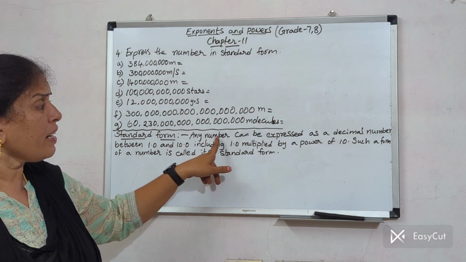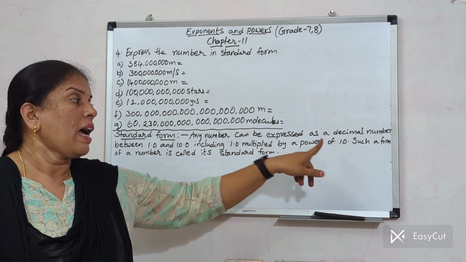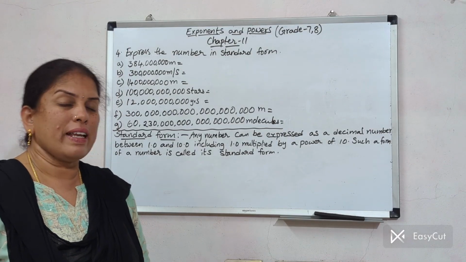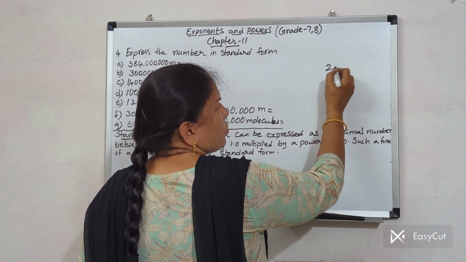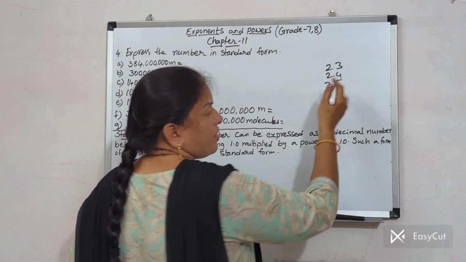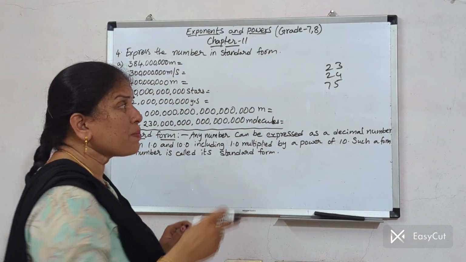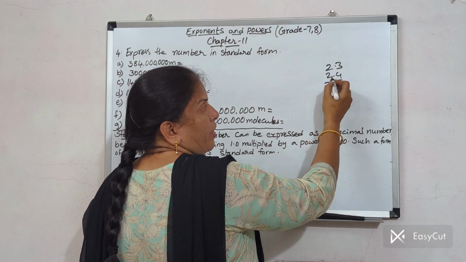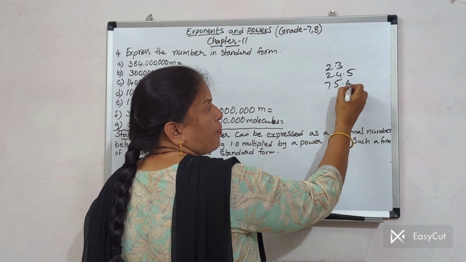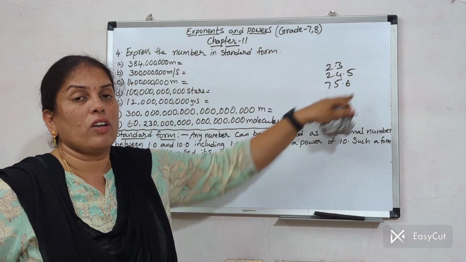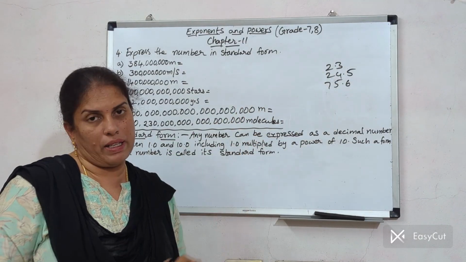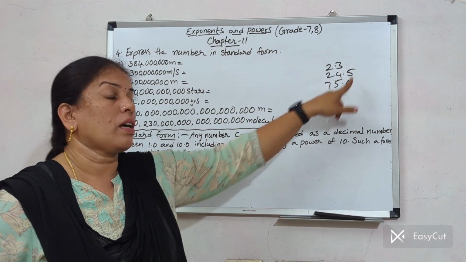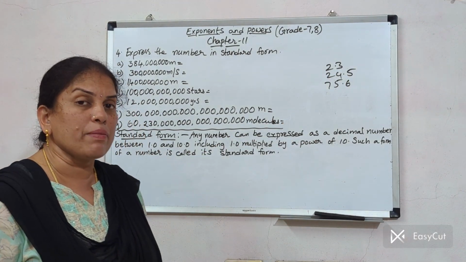See here, any number can be expressed as a decimal number. Decimals means what? These are all numerals: 23, 24, 75, these are all numbers only. If we represent these numbers using a decimal point, 2.3, 24.5, 75.6, these are all decimals. Any number which is represented using a decimal point is called a decimal number or decimal.